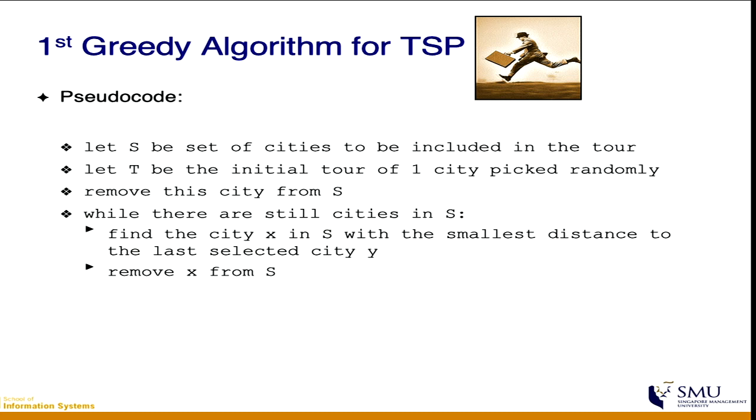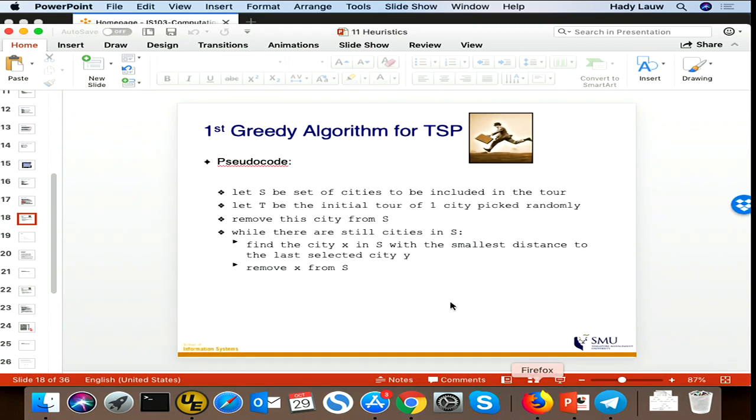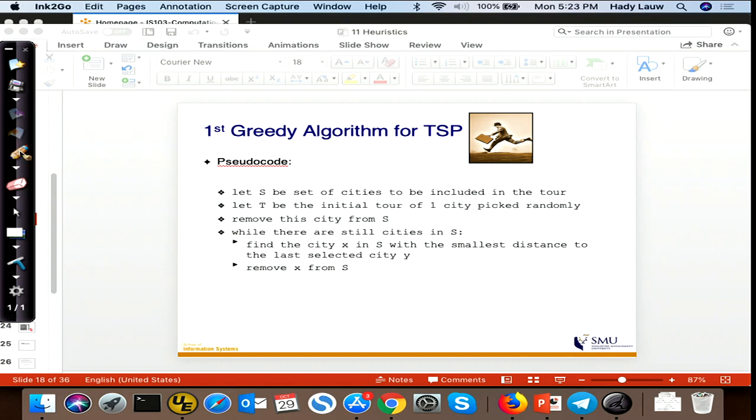So one way to do that is to start somewhere. Now, where do we start? In this case, we're going to start from a random point. If we follow the pseudocode that is given on the slide, it says that the first step is to be a tour of one city that is picked randomly. So we're going to go to this matrix, we're going to pick one city at random. And let's suppose at the moment that the city that we pick randomly is Belfast. So that is going to be the starting point.